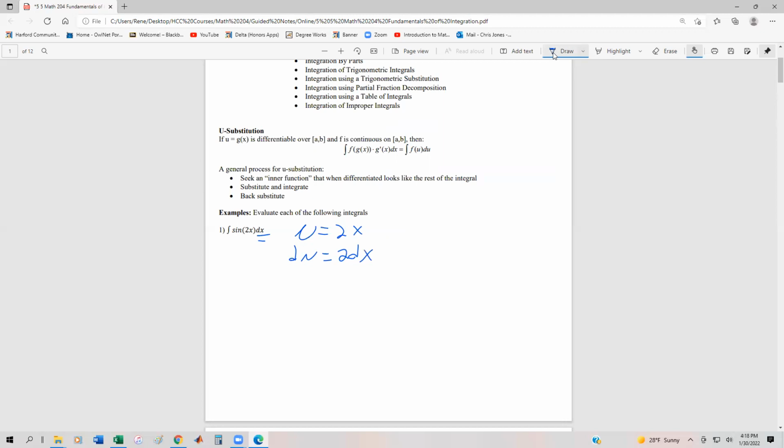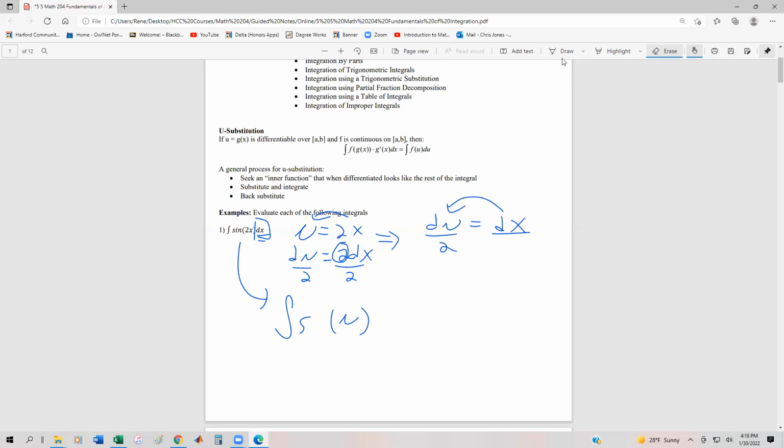Now, that's almost good, except for this 2 right here. So I'm going to divide both sides by 2, and we end up with the other part of the substitution being du divided by 2 is equal to dx. So wherever we see dx, we're going to substitute du over 2, and wherever we see a 2x, we're going to plug in a u. So this integral now becomes the integral of sine of u, in terms of u instead of 2x, and instead of the dx, we plug in du divided by 2.